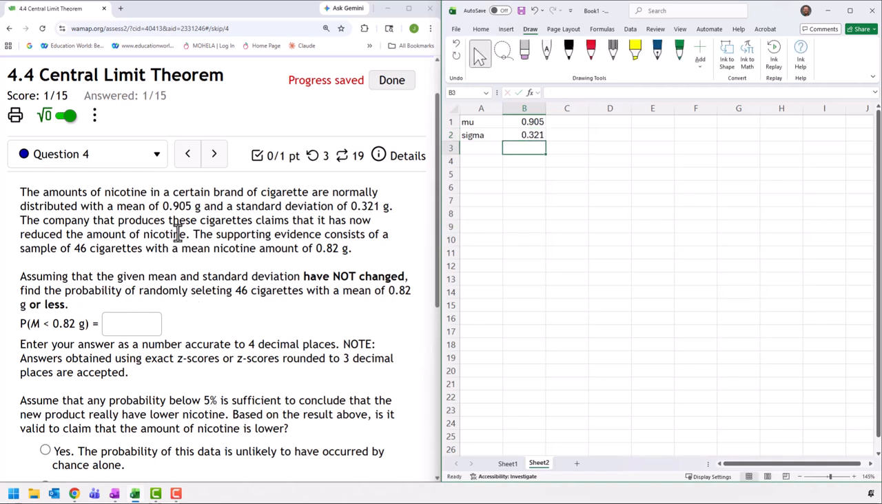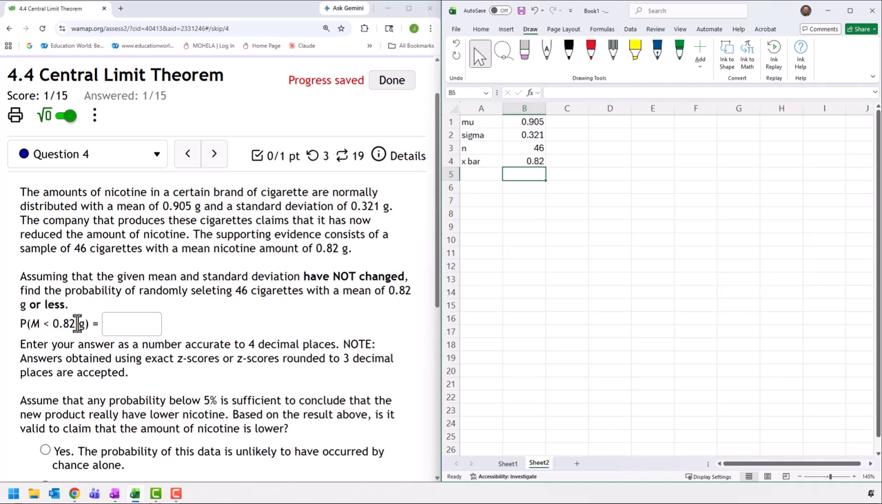The company that produces these cigarettes claims that it has now reduced the amount of nicotine. The supporting evidence consists of a sample of 46 cigarettes with a mean nicotine amount of 0.82. So I have n of 46, and an X bar, the mean of my sample, of 0.82. Assuming that the given mean and standard deviation have not changed, find the probability of randomly selecting 46 cigarettes with a mean of 0.82 grams or less.